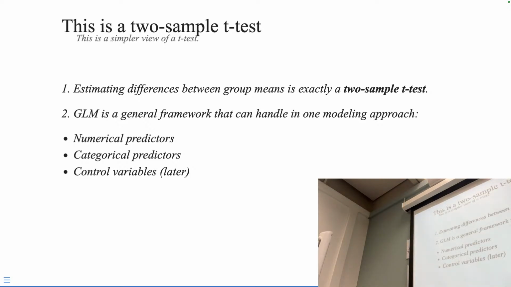So what we've done so far is talk about numerical predictors and categorical predictors. After we get through some of the nuances with how we evaluate how good these models are, next week, we're going to talk about control variables in part 5. So that's where we're going.